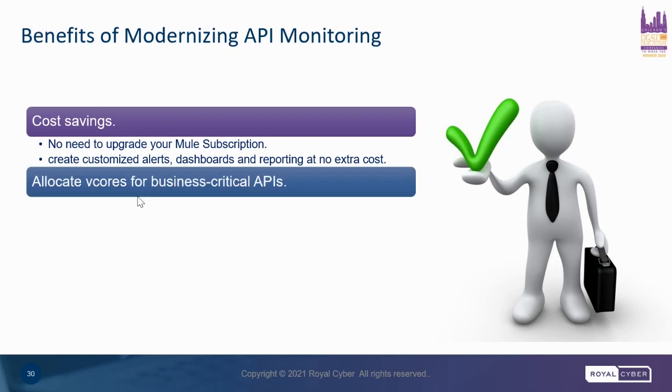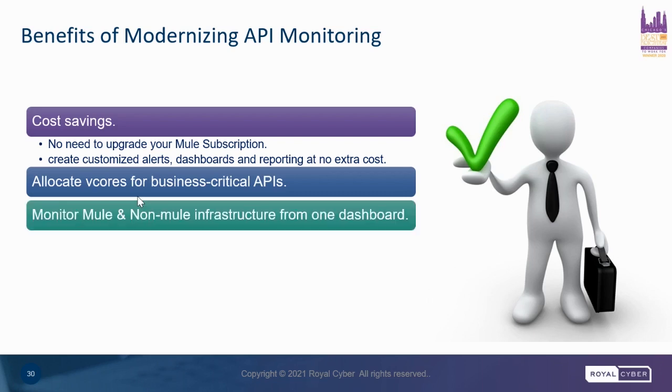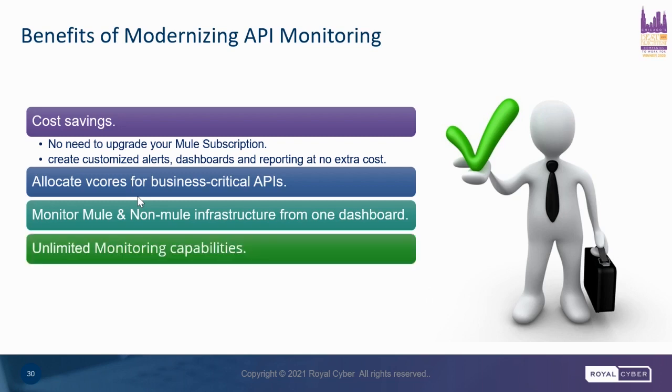Number two, you can use your Anypoint Platform vCores for your business-critical APIs powering your business. You can also expand the scope of your third-party monitoring solution to include those aspects of your Mule infrastructure that are not covered by Anypoint monitoring. You now have unlimited monitoring capabilities without any restrictions. You can monitor CPU, memory, hard disk capacity of your on-prem infrastructure running your on-prem Mule assets deployed using the hybrid model. That is now possible.